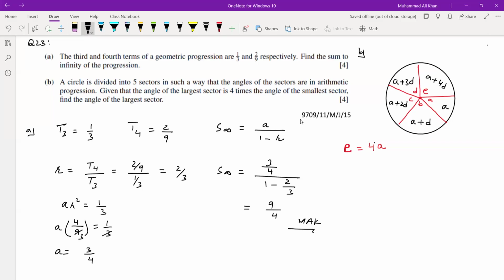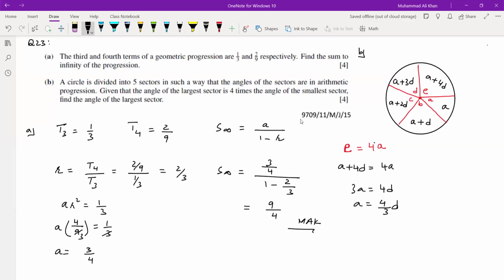Now, sum of all angles equals 2 pi or 360. 2 pi or 360, किसी भी आप रेडियन में करें चाहे डिग्रीज में करें, both are correct. What is E? E is a plus 4d equals 4a. And now 4a minus a is 3a equals 4d, and the value of a is 4/3 d. a आ गया in terms of d.